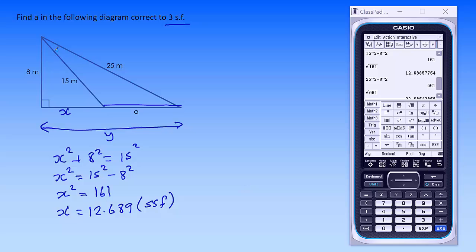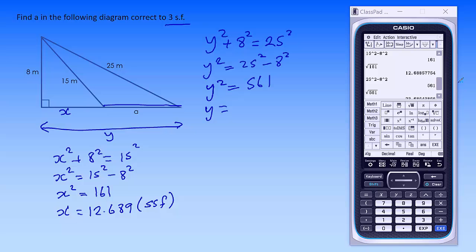Okay. Now use the big triangle around the outside. y squared is a shorter side in that, plus 8 squared, and that's going to be equal to 25 squared. So y squared is going to be 25 squared minus 8 squared. So y squared is 561. And then y is going to be the square root of that, which is 23.685, if I keep 5 significant figures.